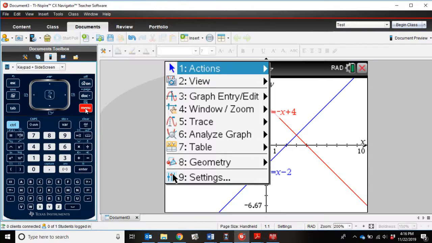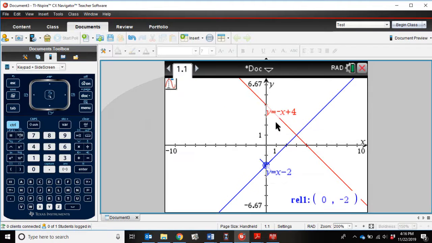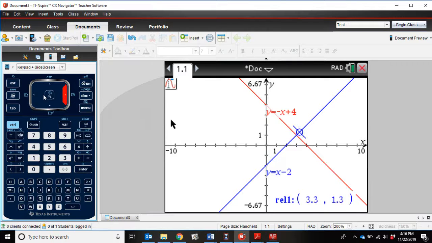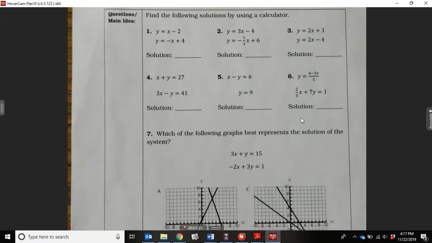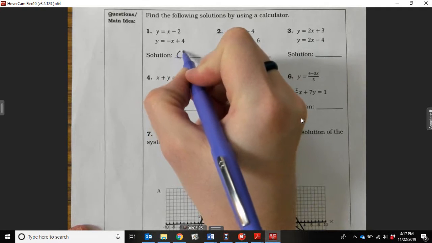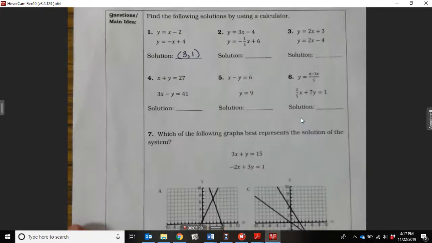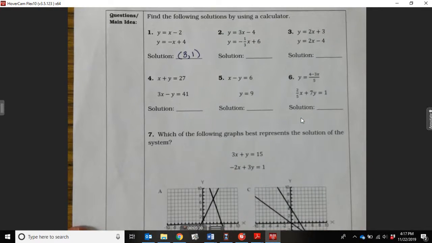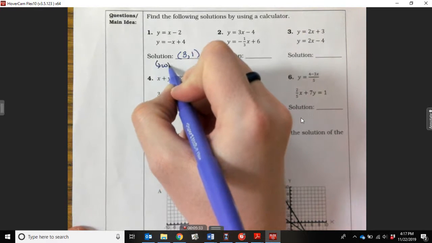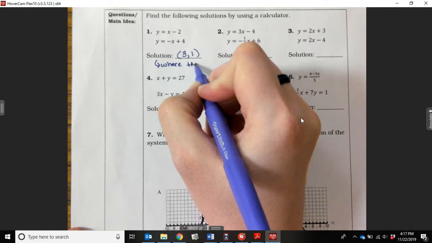And if I press menu 5, 1, like we're used to, I get to scroll left and right. And if I scroll right and it ends up overlapping with the red line, then I can see that my intersection point is (3, 1). So 1, 2, 3, up 1. Okay, so that's actually my answer to question 1. The solution is (3, 1), because remember the solution is where the two lines intersect.